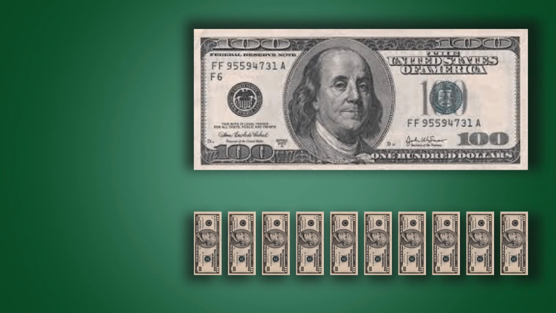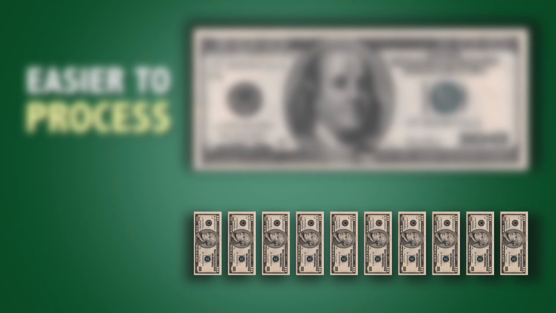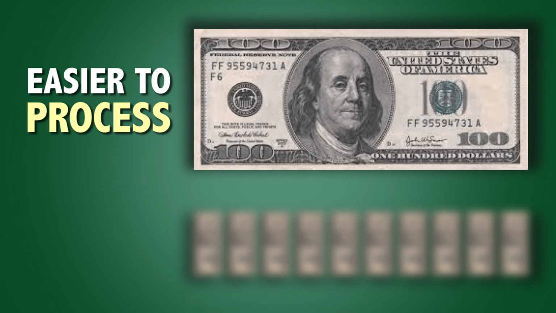And the first is processing fluency. You can mentally process a $100 bill faster and more easily than 10 $10 bills. So you misattribute those positive emotions to the larger denomination bill.